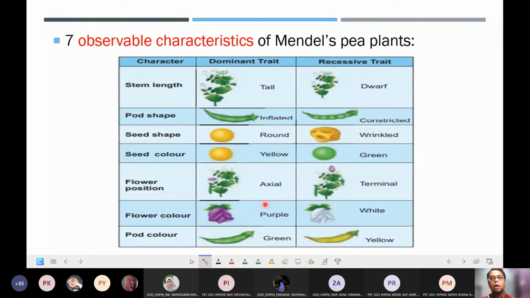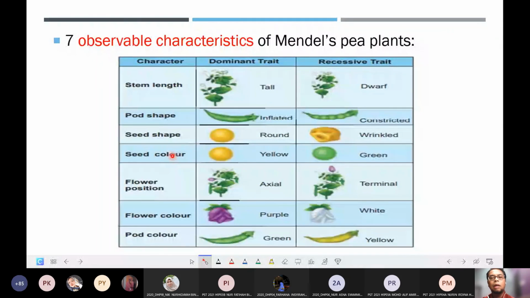So this table shows the 7 observable characteristics of Mendel's pea plants. You need to know that sometimes Mendel will look at the length of the stem, ketinggian pokok, in which the pea plant can either be tall plant or short plant only. No in between, no intermediate, either tall or dwarf only. Another characteristic will be about the shape of the pod, either inflated, gembung, or constricted. And another one will be about the shape of the seed, in which some will be round in shape and some will be wrinkled.